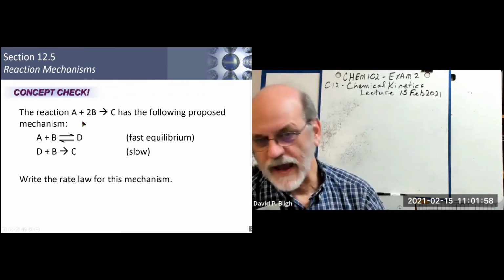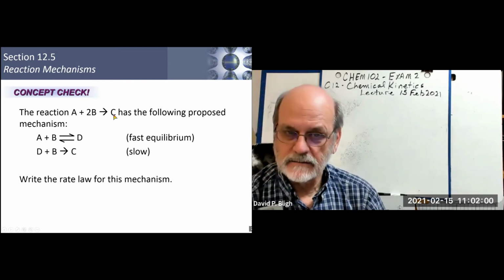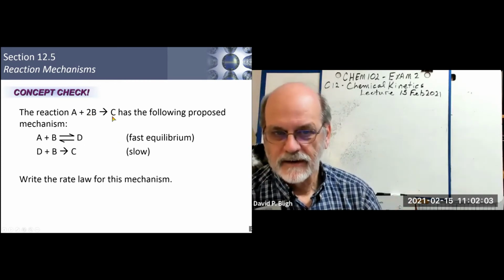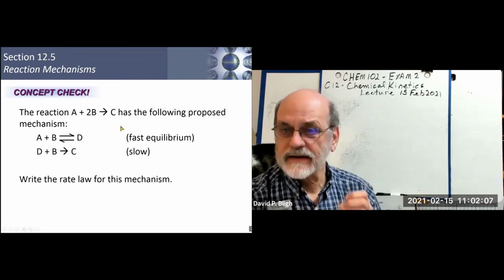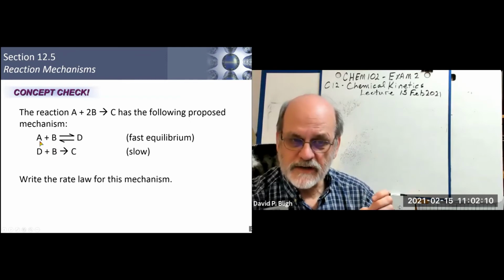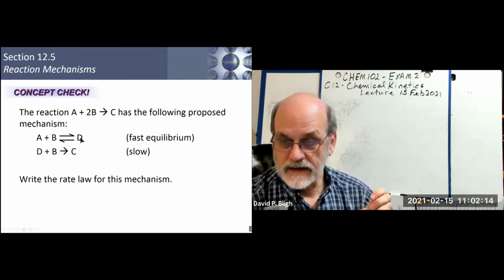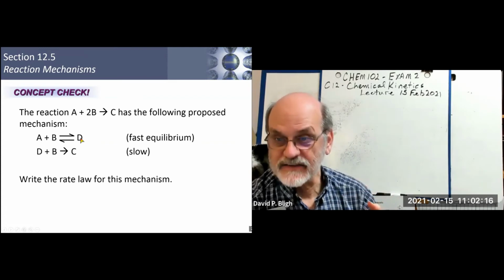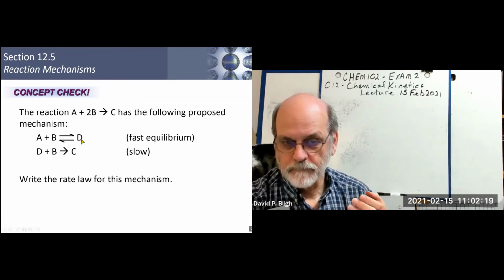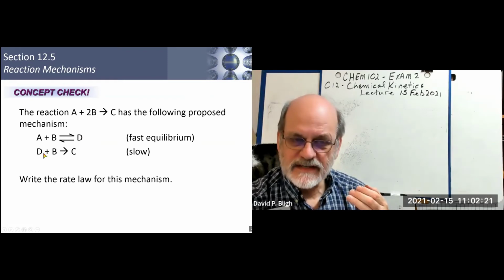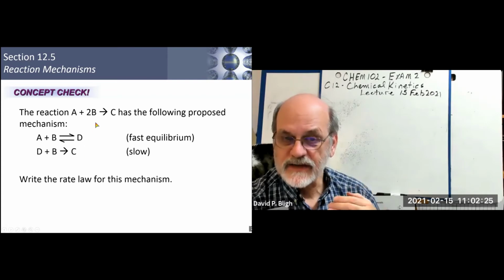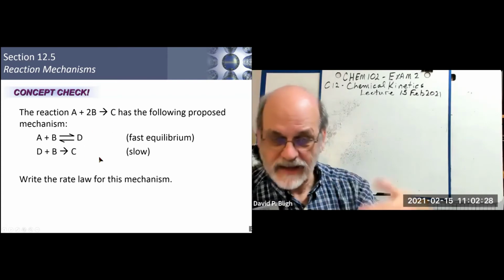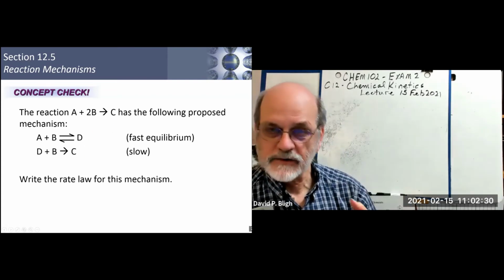We have an A reacting with a B to make a C. Actually, 2 B's to make a C. This is our balanced overall equation. And the mechanism proposed is that A plus B yields D, an intermediate, and that's fast. And then we take the D and react with the other B, because there are 2 B's, right? And we make a C over here, right? So add them together, and you should get A plus 2B yields C.